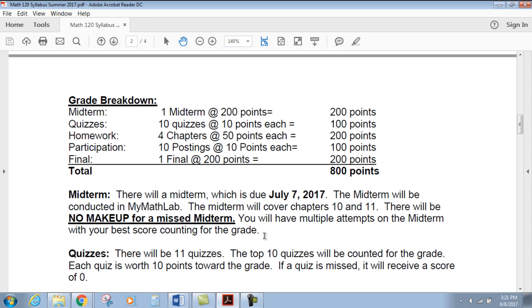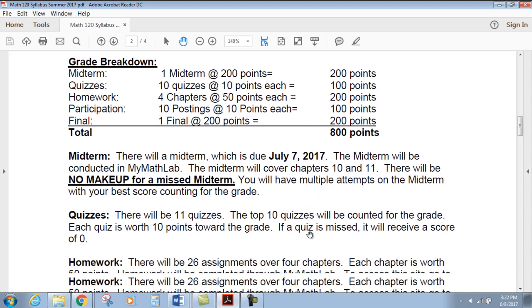The midterm is due on July 7th, 2017. The midterm will be conducted in MyMathLab and will cover chapters 10 and 11. There'll be no makeup for a missed midterm. You'll have multiple attempts on the midterm with your best score counting for the grade.